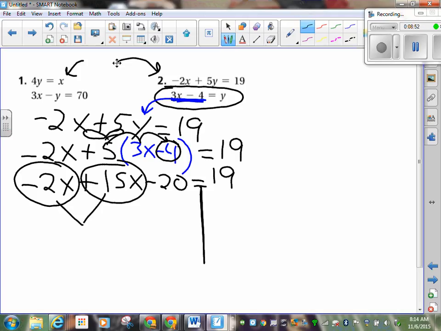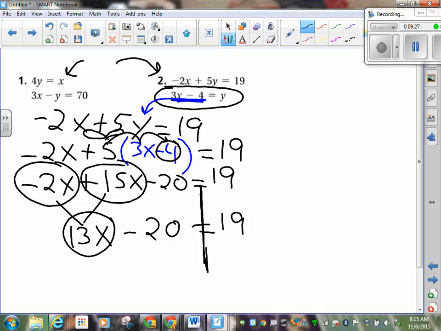Right before your eyes, I'm going to show you what happens. Negative 2 plus 15 equals 13x. If you're confused, make sure you use the calculator so we don't make a mistake by putting the wrong number in. Because with this problem, you make 1 mistake, the whole thing blows up. Okay? It doesn't work. Minus 20 equals 19. We're almost there. We're back to the equation we did last year. And this year also. A 2-step equation.